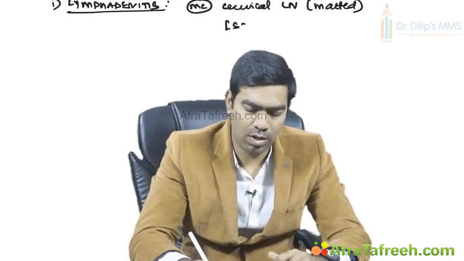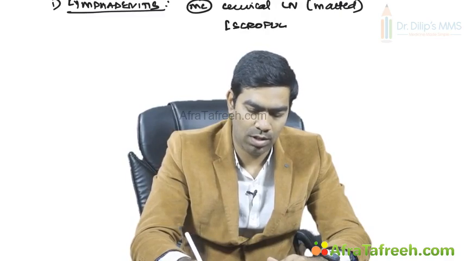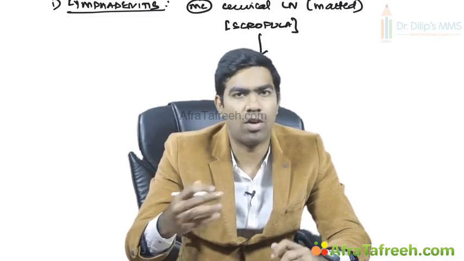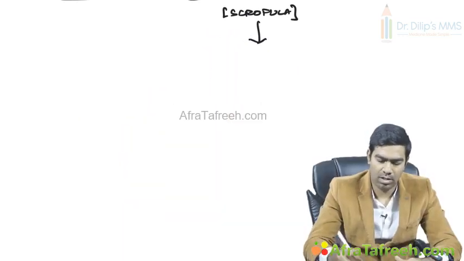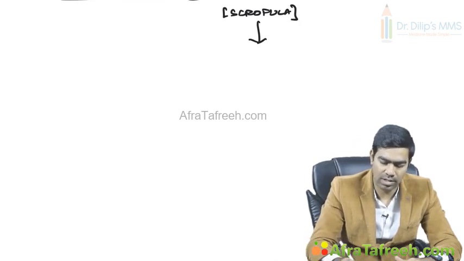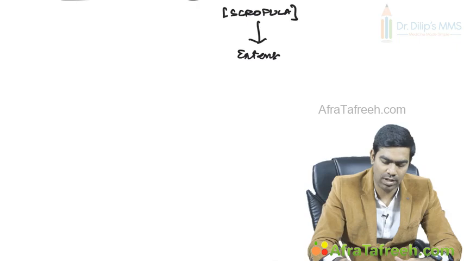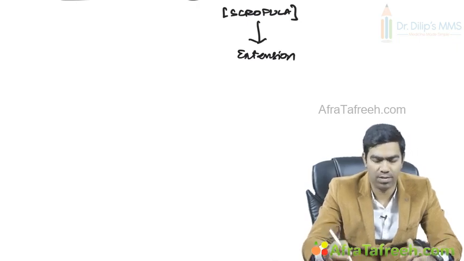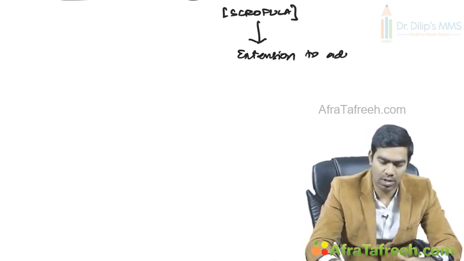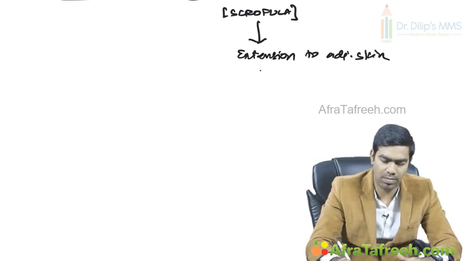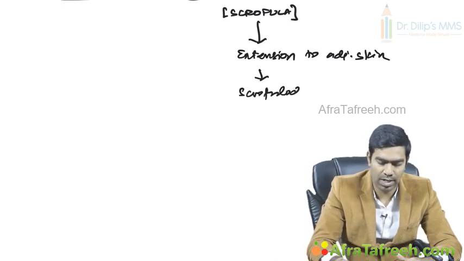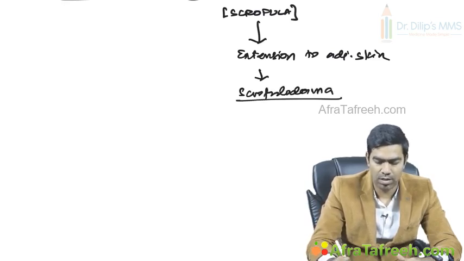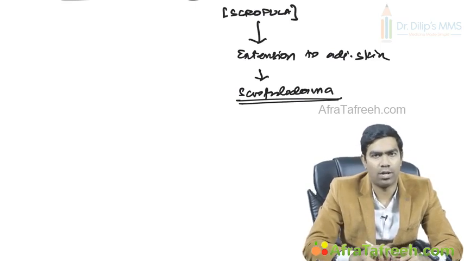These enlarged cervical nodes are typically referred to as scrofula. Sometimes this scrofula might extend into the surrounding, adjacent skin. So this extension of the scrofula, that is the lymph node inflammation and infection, extending to the adjacent skin, if it is present, we are going to call it scrofuloderma.